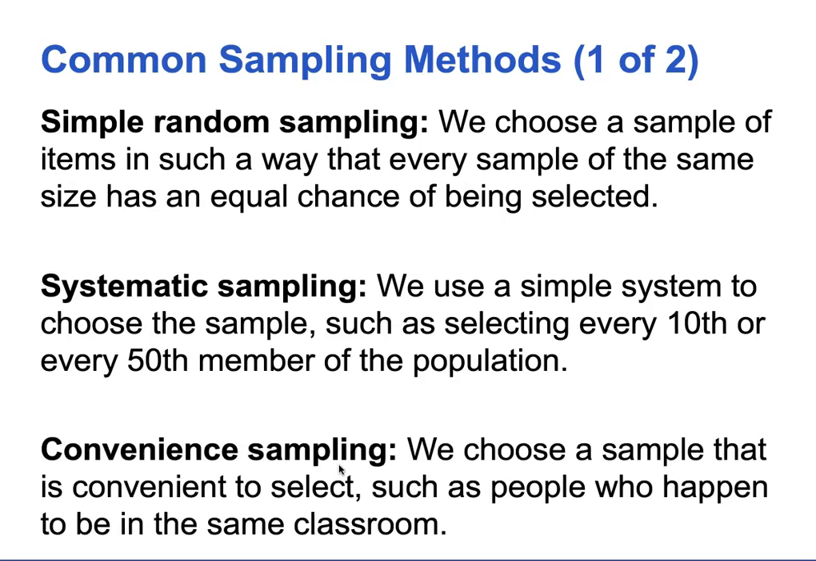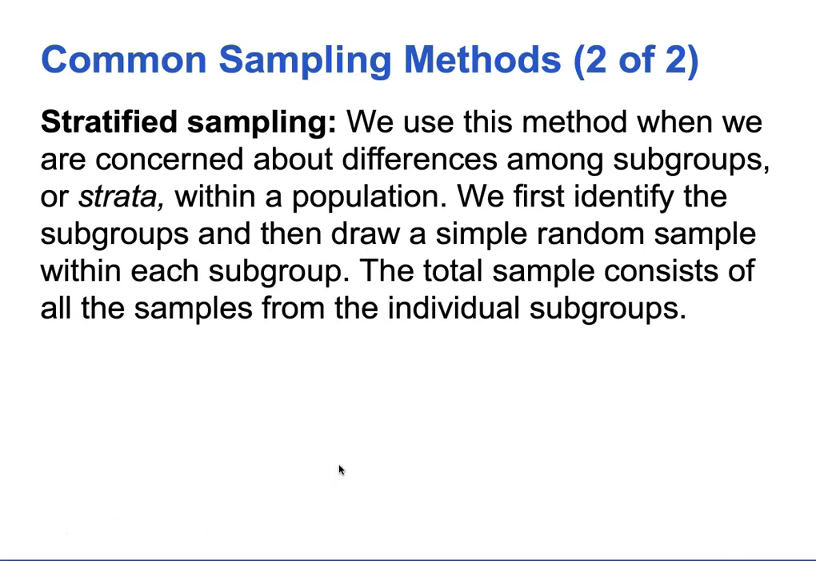Convenient sampling is we choose a sample that is convenient to select, such as people who happen to be in the same classroom. So if you were going to do a survey, it would be more convenient for you to survey the people in the classroom instead of going on campus and randomly finding people. Okay.